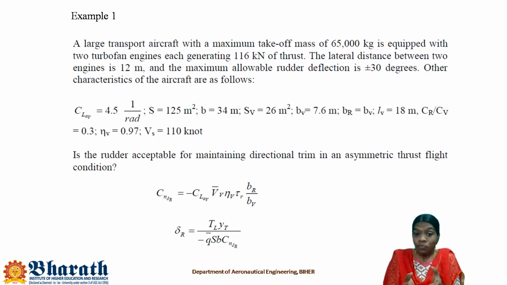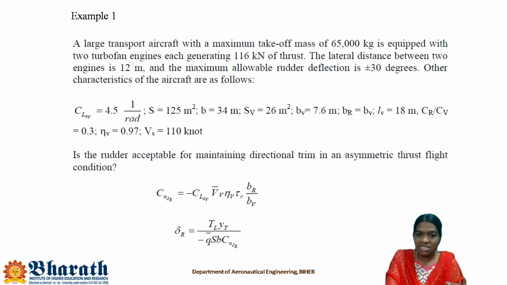So what you have to do is calculate the deflection of the rudder. And if the value of the rudder deflection is less than the maximum allowable rudder deflection, which is mentioned in the question as plus or minus 30 degrees, that is, if the obtained value of delta R is less than plus or minus 30 degrees, then for sure it is capable. This is acceptable. The rudder is capable of maintaining the directional trim.